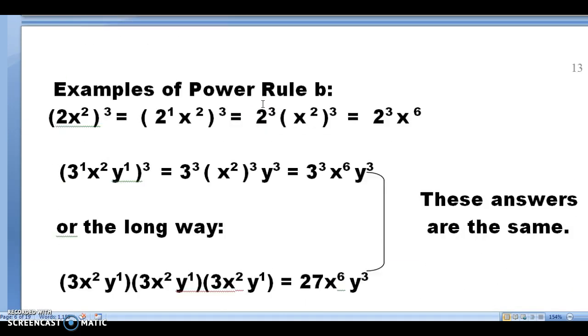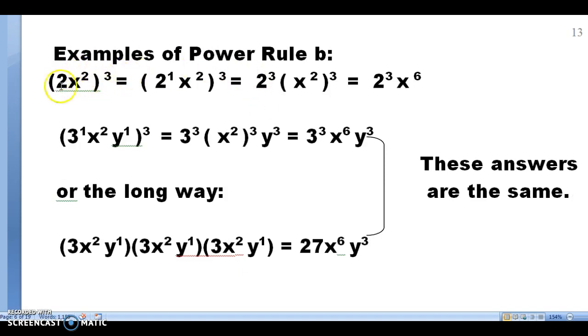The next power rule that we have involves having more than one thing inside these parentheses to the 3rd power, and it really just expands on power rule A. So in this one, it says take each one of the products that are listed inside the parentheses and take them to the power that's on the outside. So this example would be 2 to the 1st, x to the 2nd, and all of that to the 3rd power. So first of all, we're going to take the 2, and its exponent times the one on the outside would be 1 times 3 for a 3.